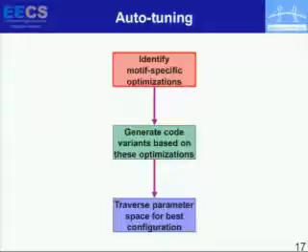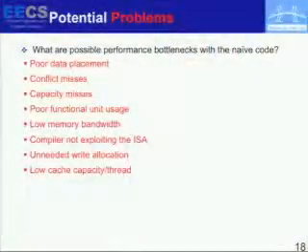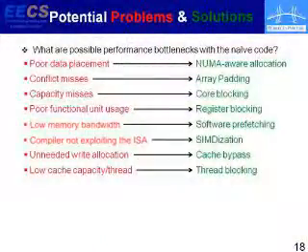So first we're going to identify the motif-specific optimizations. How do we do that? Well, we saw the performance that we got before, and these are some of the problems that may be occurring that are hindering our performance. So for each of these problems, we set up an optimization for it. And we'll go into each of these in more detail as we apply them.